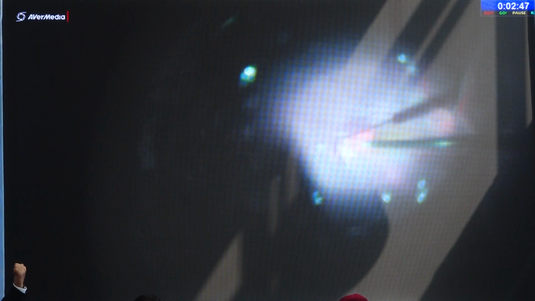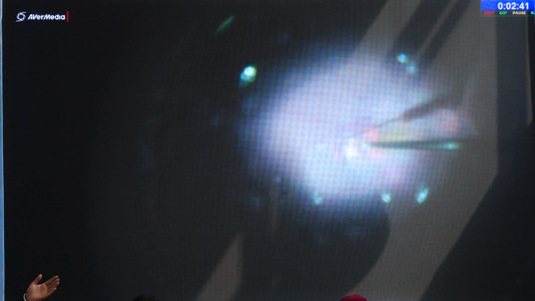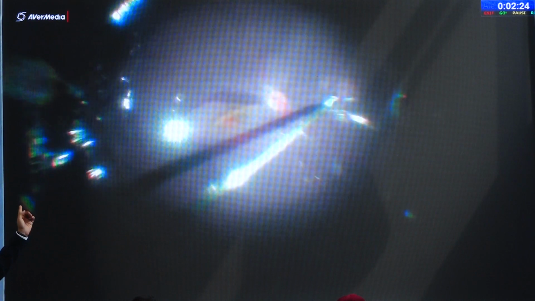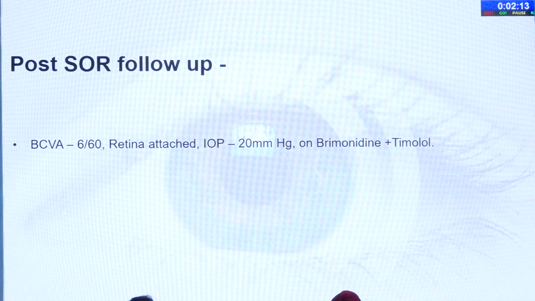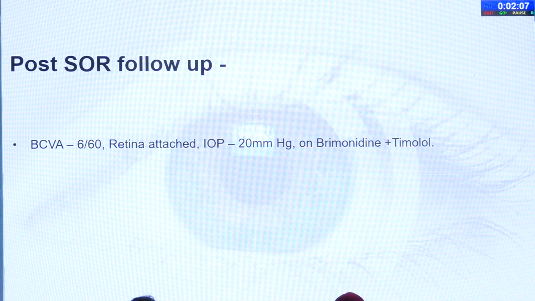You can see the intraoperative dissolution of the clot and its displacement away from the fovea, and later on you will see the collection of the liquefied blood inferiorly. There you see the clot getting away and dissolving. Followed by a fax, and you can see the collection of the liquefied bleed inferiorly to the macula. And of course followed by laser and oil injection. Now 6 weeks post-op, BCVA improved to 3/60, and post-silicone oil removal follow-up, the BCVA was 6/60 with 20 millimeters of mercury IOP, controlled on brimonidine and timolol.